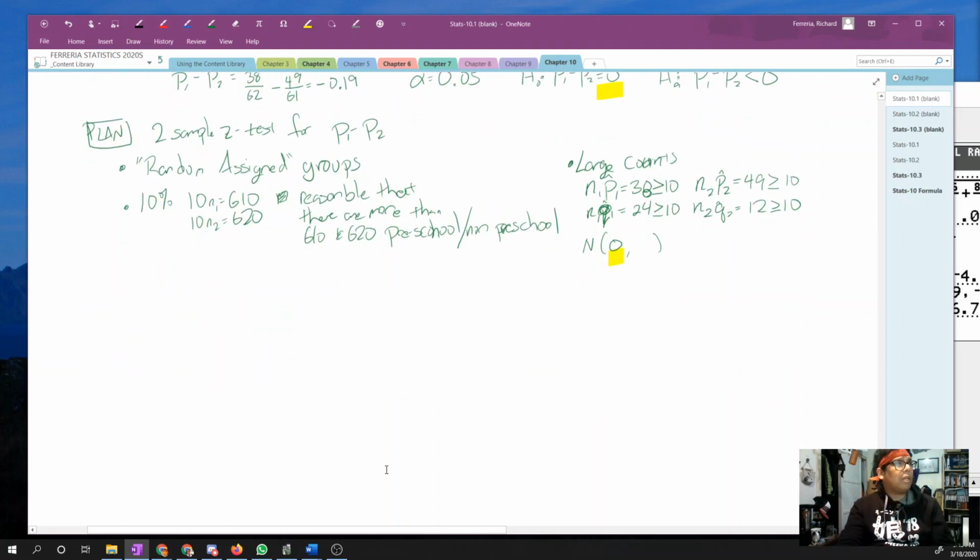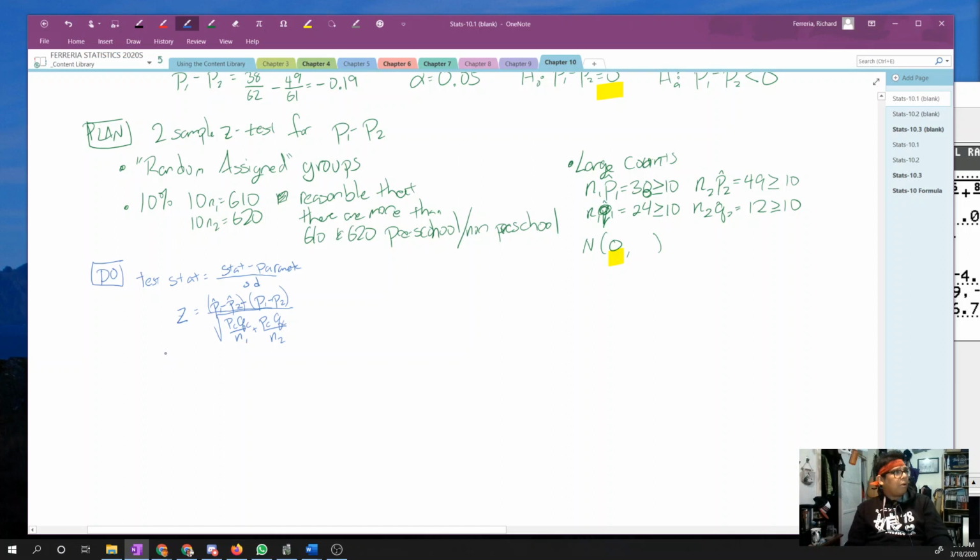We'll compute the standard deviation pretty much right now. So the next part is the test statistic. That's equal to the statistic minus the parameter over the standard deviation. Specifically, our z-score is equal to P1 hat minus P2 hat minus P1 minus P2 non-hats, divided by the square root of PC QC over N1 plus PC QC over N2.